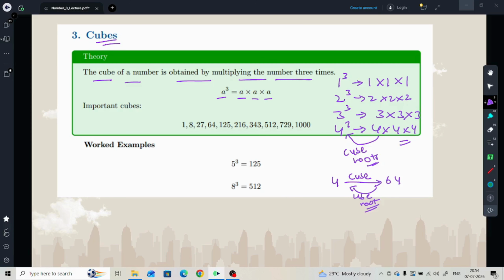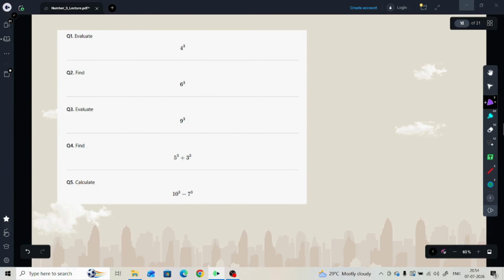It's that easy. Just like the cube of 5 is 125, because 5 times 5 is 25, and 25 times 5 is 125. So the cube of 5 is 125. But the reverse of it, that means the cube root of 125, will be 5. Similar to that, the cube of 8 is 512, but the reverse of it, the cube root of 512, is 8. Simple.